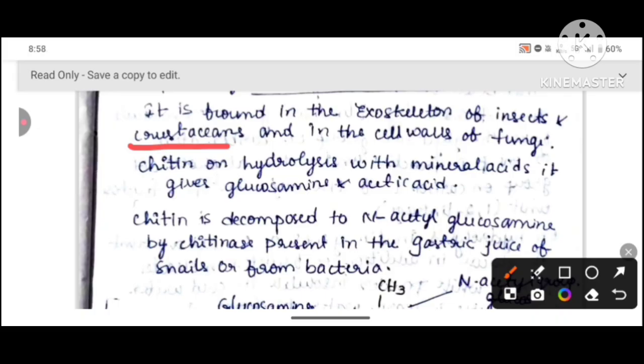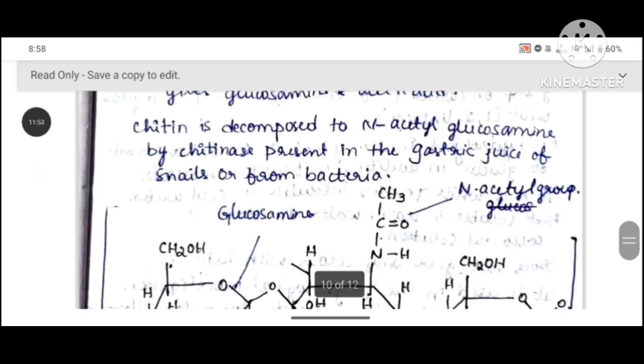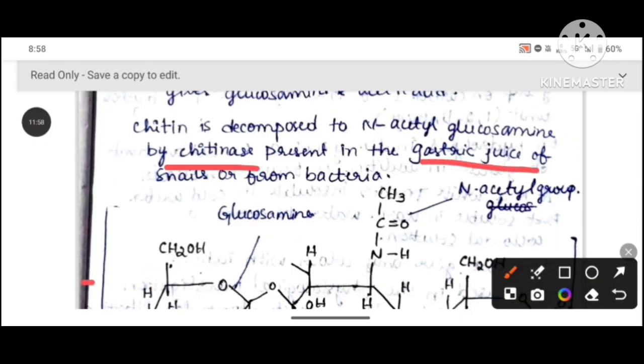Chitin on hydrolysis with mineral acids gives glucosamine and acetic acid. And chitin is decomposed to N-acetyl-glucosamine by chitinase present in the gastric juice of snails or from bacteria. As N-acetyl-glucosamine units linked together form chitin, obviously chitin upon the action of the enzyme chitinase will give N-acetyl-glucosamine as product. This chitinase enzyme is present in the gastric juice of snails or from bacteria.